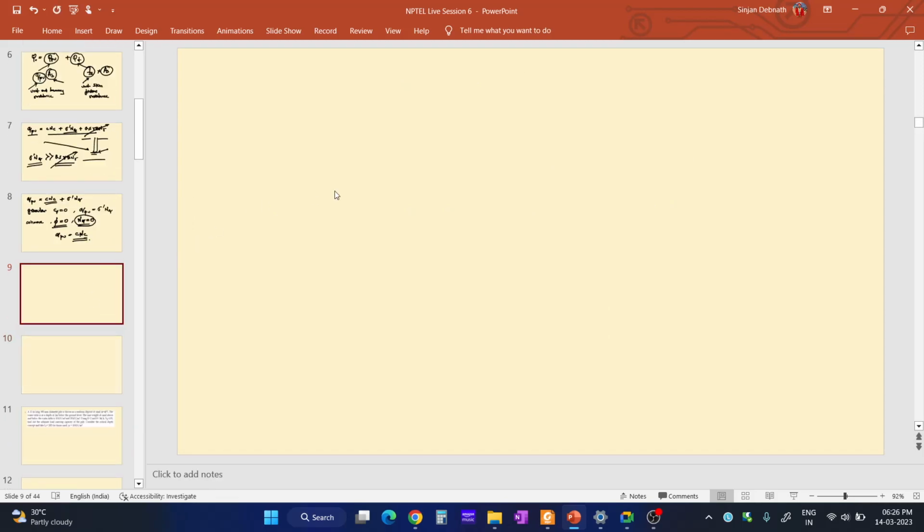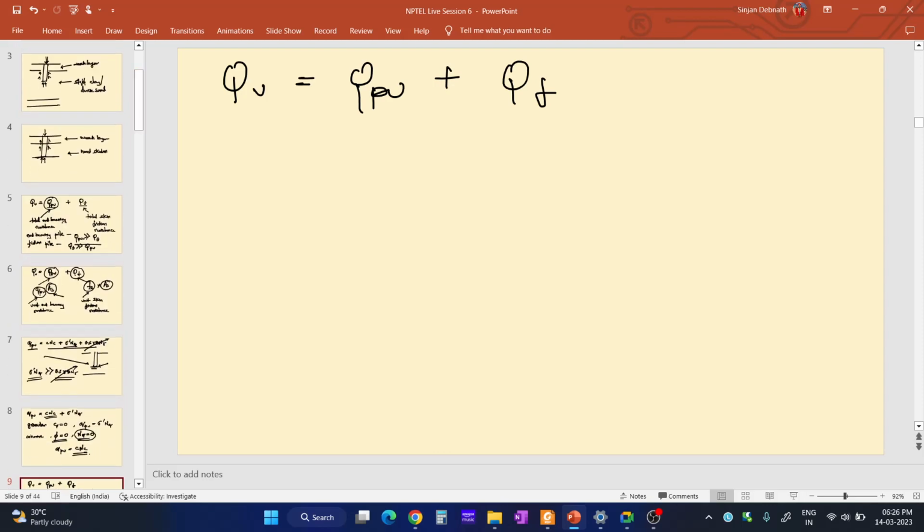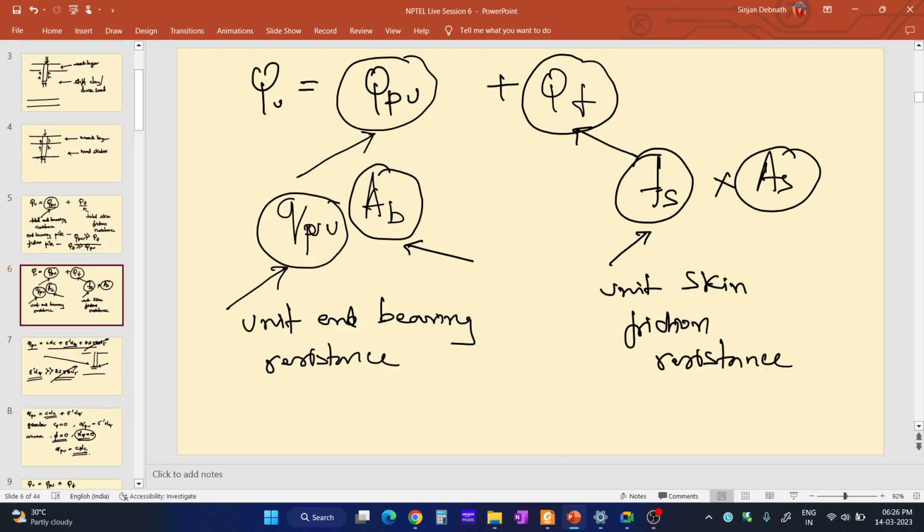So let me write down the bearing capacity equation once again for pile. So Qu equal to Qpu plus Qf. As I have written earlier, Qu equal to Qpu plus Qf, and Qpu equal to small qpu, that is the unit end bearing resistance, multiplied by the area of the base of the pile, plus Qf, that means fs, that is the unit skin friction, and As, that is the surface area of the pile.